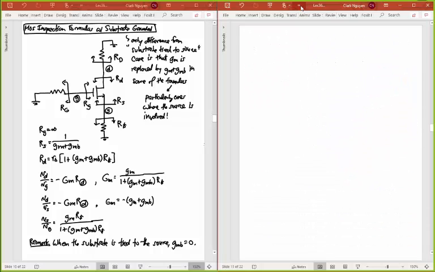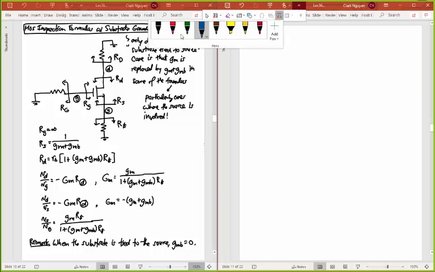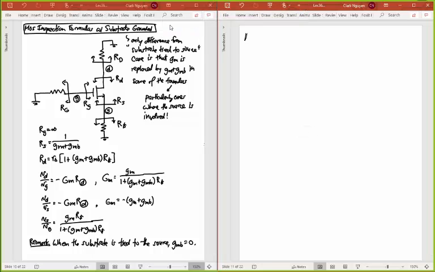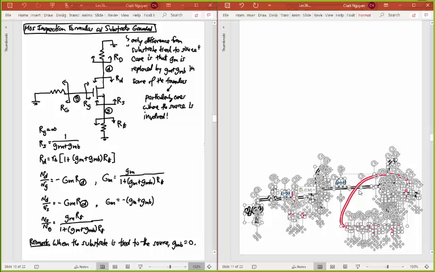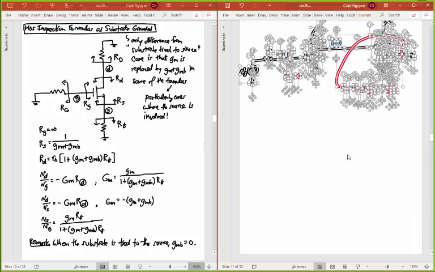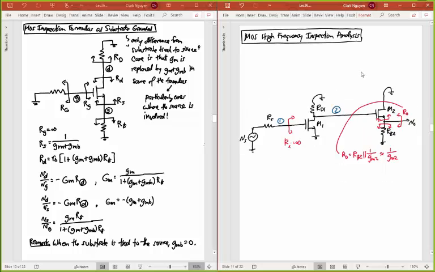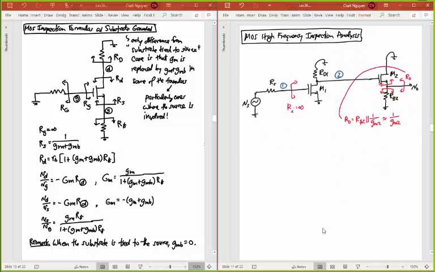Right here. So let me first write what I'm doing. So this will be MOS high frequency inspection analysis. So again, I'm just going to plop that circuit down here. And let's just go ahead and do that analysis.